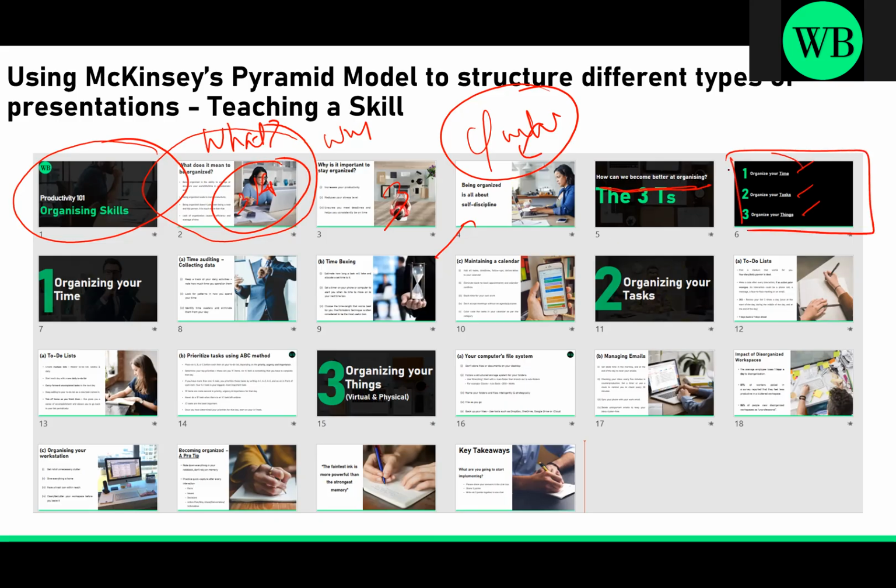And then we've taken the first point, and that first point goes here, right? So we have a slide breaker, which we'll tell you more about. You have a slide breaker where you say, okay, number one, organizing your time. And then this topic, we have again divided into 3 points here: time auditing, time boxing, and maintaining a calendar. And under each one of them, we've given you 3 points each, right? And in this case, there are 5 points.